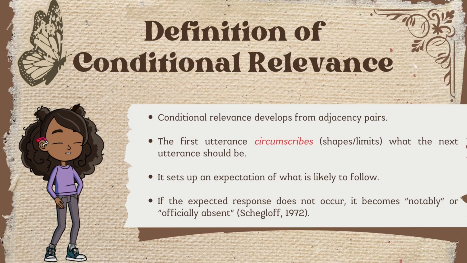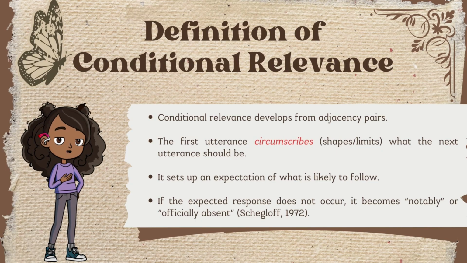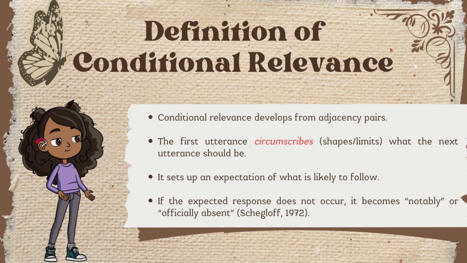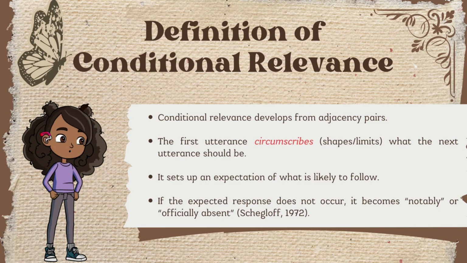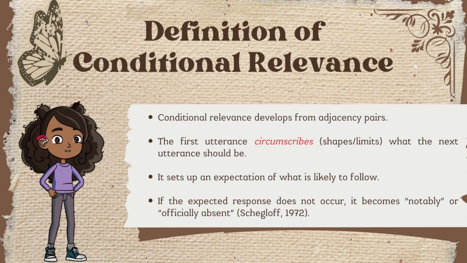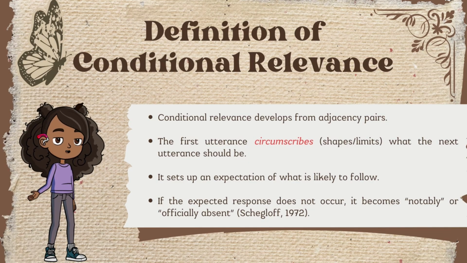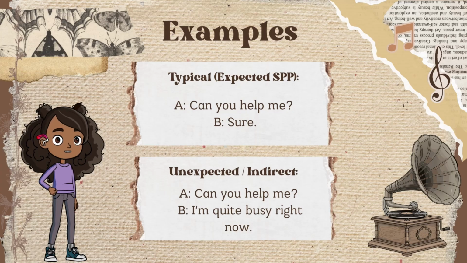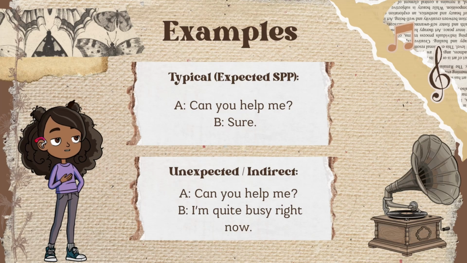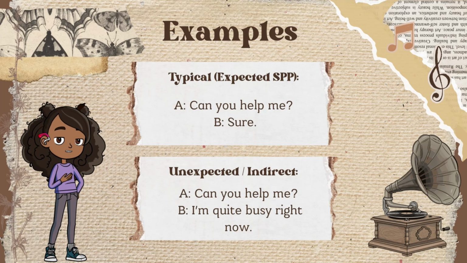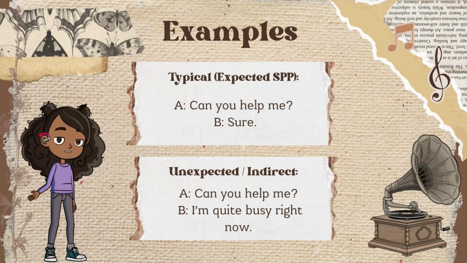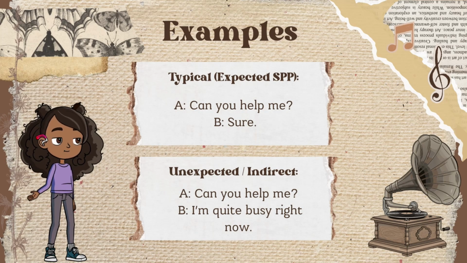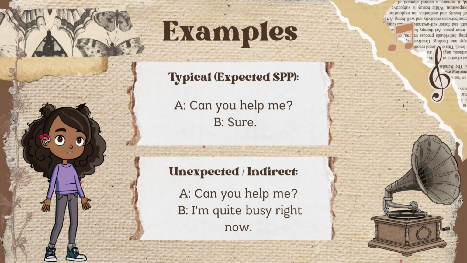And Schegloff explained that when the expected response does not appear, it becomes noticeably or officially absent. This usually signals something meaningful socially, like avoidance, discomfort, or disagreement. Now, let's look at other examples to make this clearer. First, let's look at a typical or expected response. A. Can you help me? B. Sure. This is a direct answer that matches the expectation created by the question. It keeps the conversation smooth with no confusion.